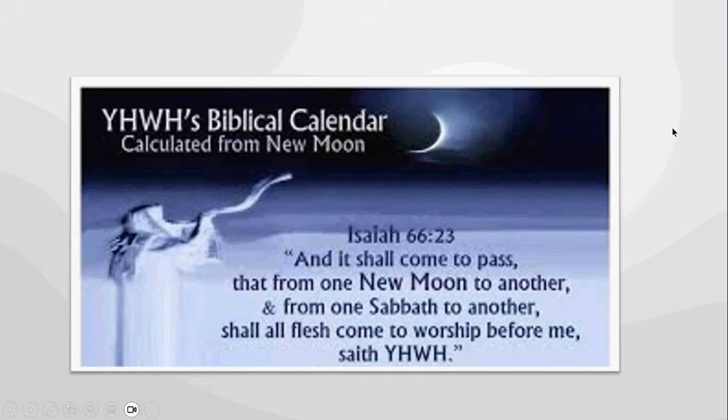Yahweh's biblical calendar calculated from the new moon, Isaiah 66:23. And it shall come to pass that from one new moon to another, and from one Sabbath to another, all flesh shall come to worship before me, saith Yahweh.